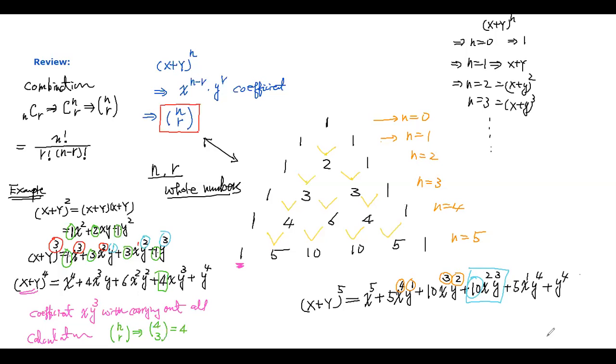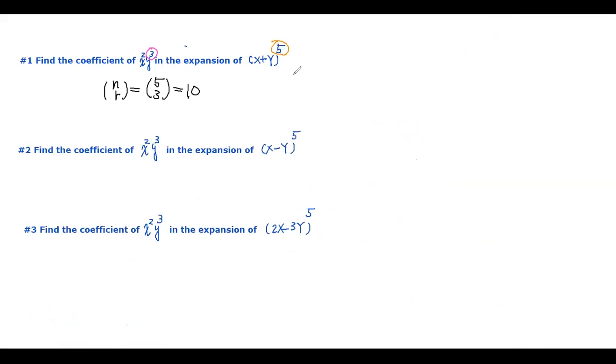Okay, let's take a look at the next problem. Same thing, I'm going to find the coefficient of x squared y cubed. But now I am in x minus y to the 5th power. I know the coefficient here is 5 choose 3, so this is 10, right? Because this is the 5 and this is 3.